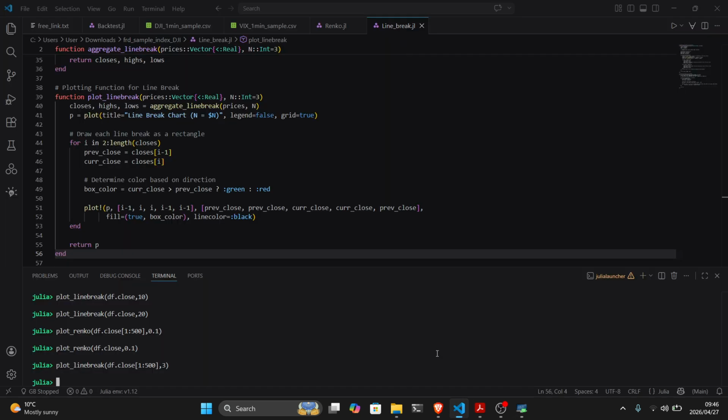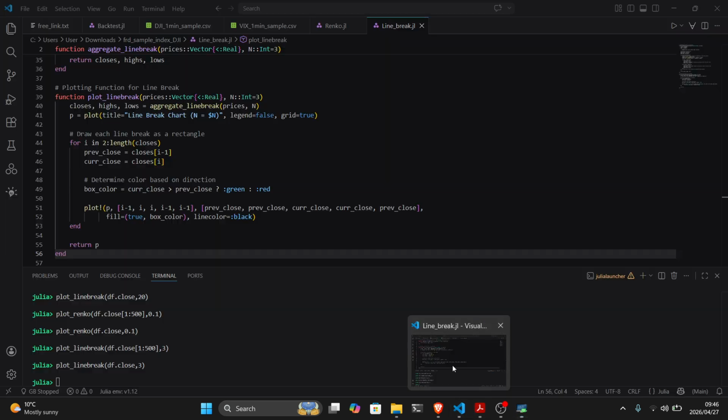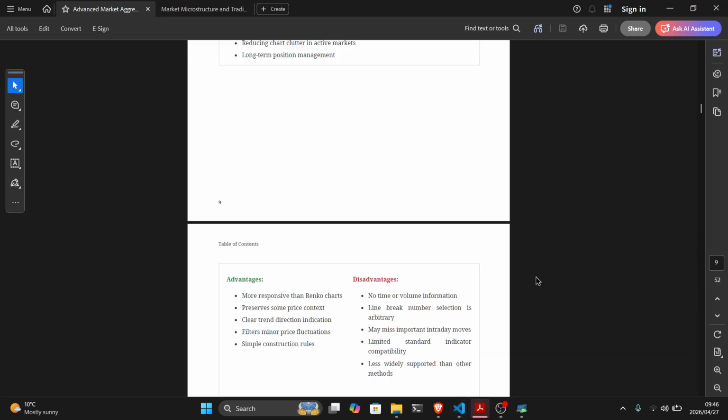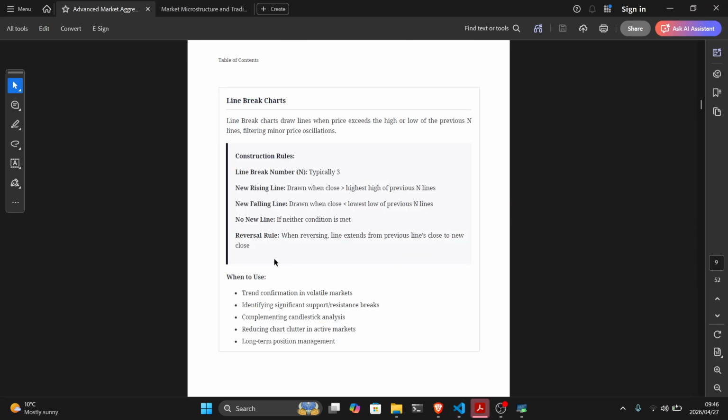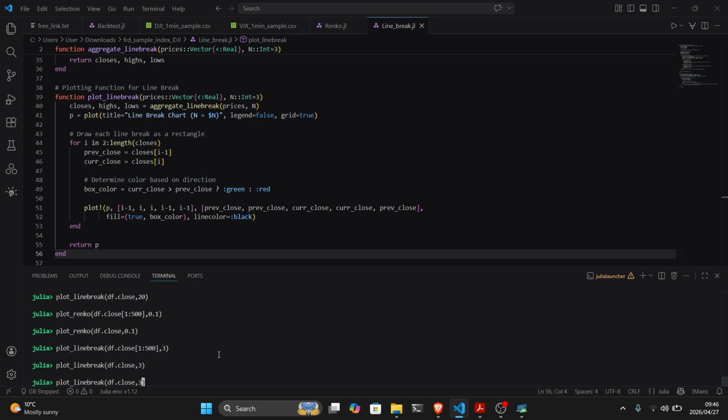But let me aggregate the entire data set with a number of 3. As you can see, much harder to see the line breaks, but you can see that there's dynamics there, there's motion, there's trajectory. Now, what I'm going to do is adjust the line break number, right? I'm going to take it from the typical number, which is 3, to higher numbers, right? Numbers greater than 3. So let's take 10.